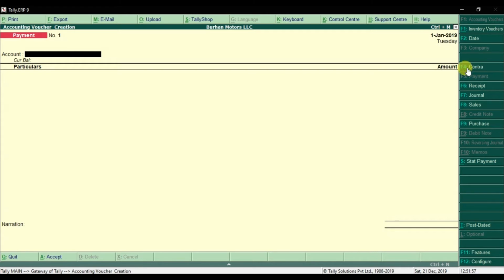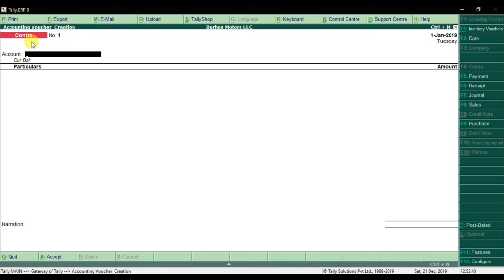This is F4, which is your contra voucher, right? So what are the entries you need to record here? All those transactions or entries in which the debit or credit side is your cash or petty cash, or your bank accounts.